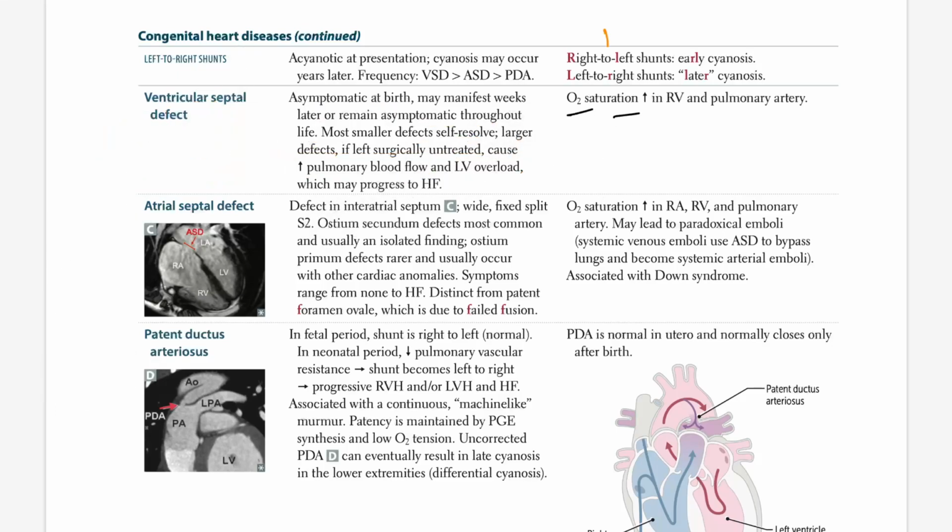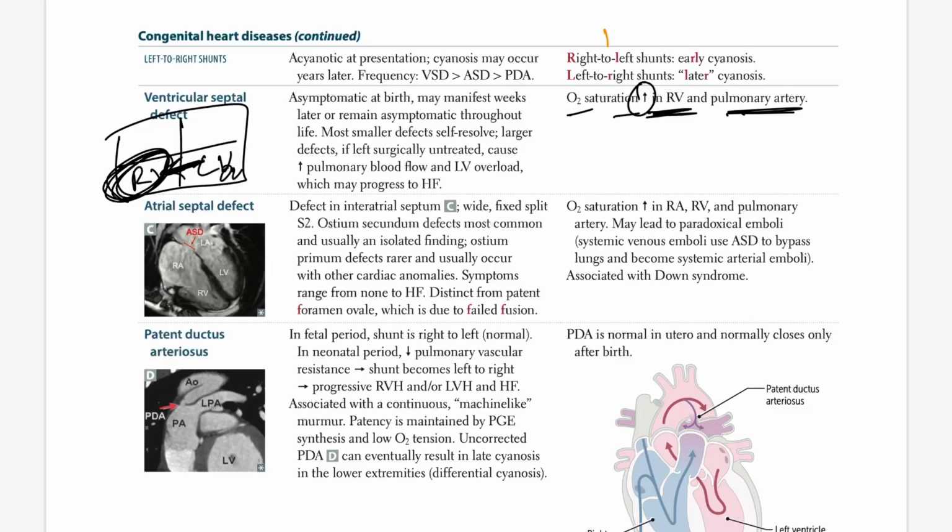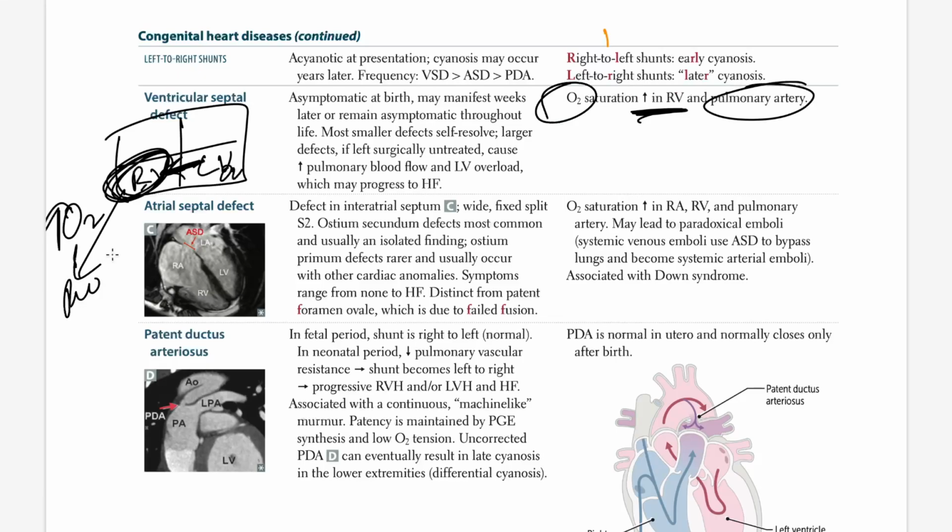right? So O2 saturation increases in the right ventricle and pulmonary artery. How is that? Simple again. If you look back here, you are talking about right ventricle, left ventricle. This is oxygenated blood. When you have a VSD, oxygenated blood goes here. Guess what's going to happen? Right ventricular O2 saturation increases. So there is an increase in right ventricular O2. And even the pulmonary artery will have an increase in O2, because fluid from here is going to go to the pulmonary artery. Simple, right? No rocket science about it.